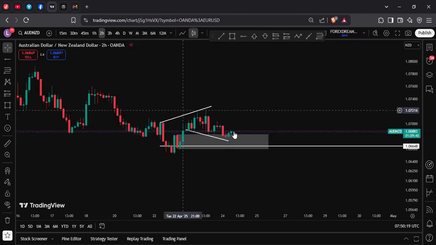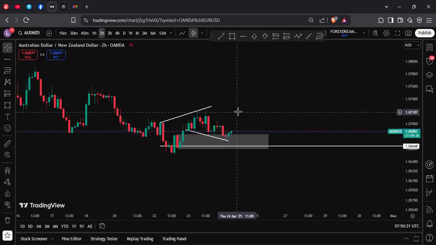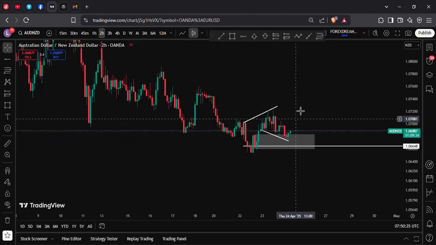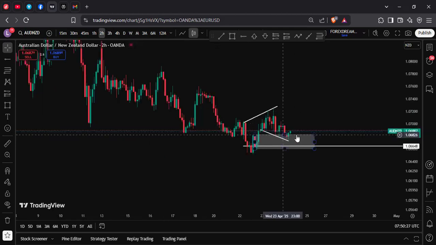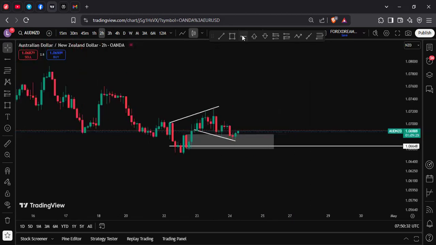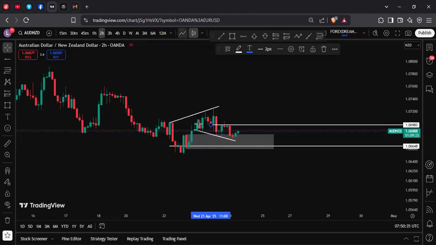So as the market is going to be continuing to the upside, what is it that you're supposed to do? You're supposed to be looking for buy opportunities. Right now, this is where you are going to get a good buy opportunity. But what you can do now, use this one. Add your horizontal line to the structure.